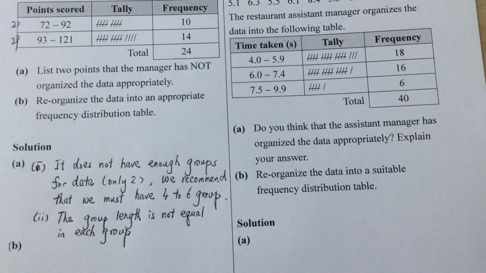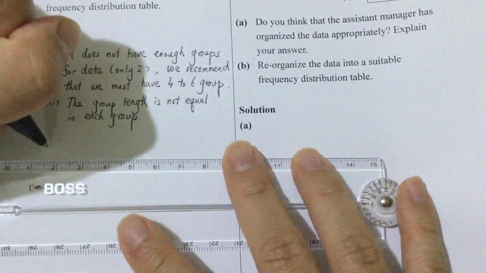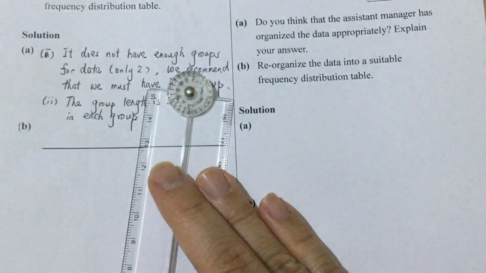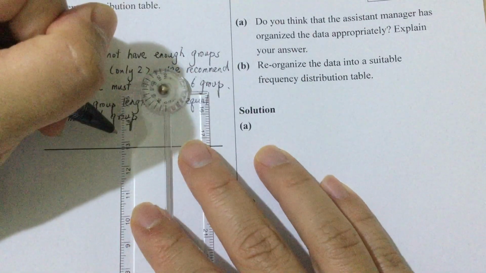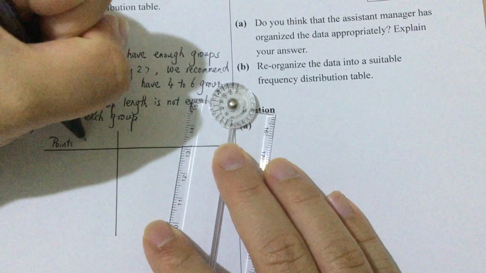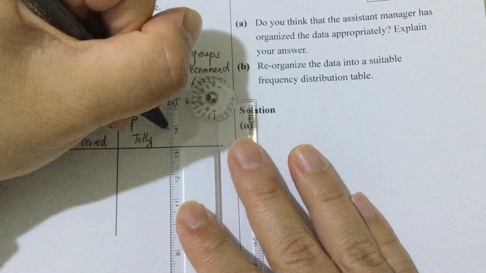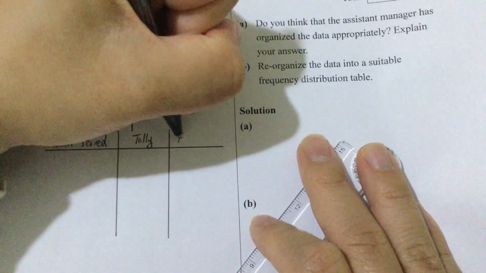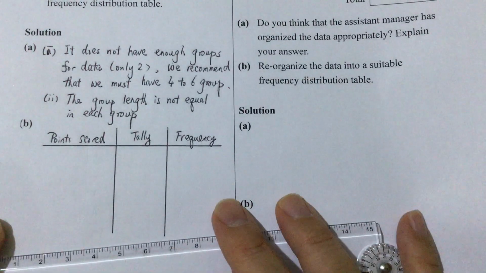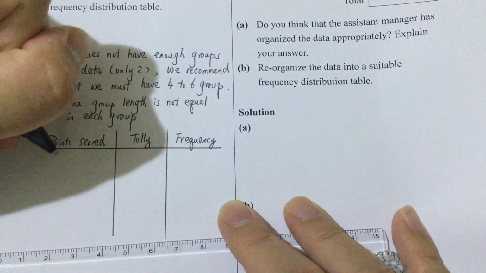So let's draw part B for us. For part B, we are going to draw the same length and we must have 5 groups. Each group has 10 numbers so that they have the same length. Here, points scored, and then finally the frequency. So let us draw the table one by one, starting from every 10 numbers. The first number is 72.